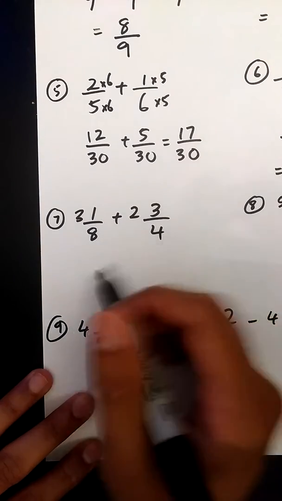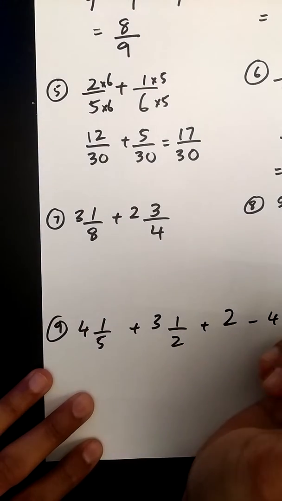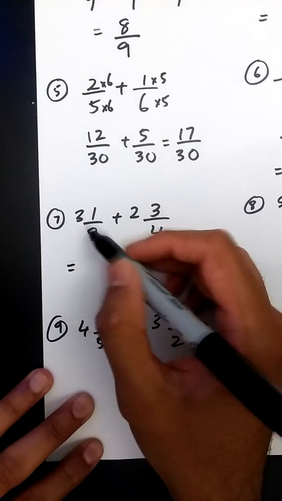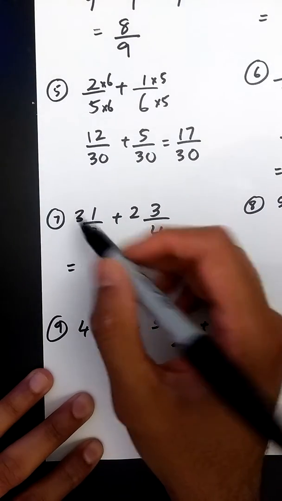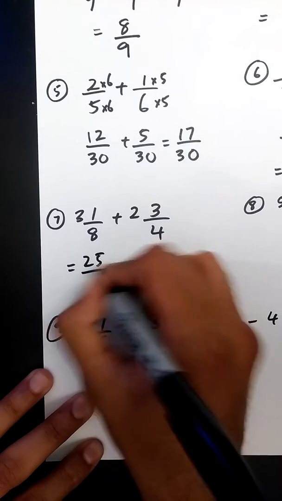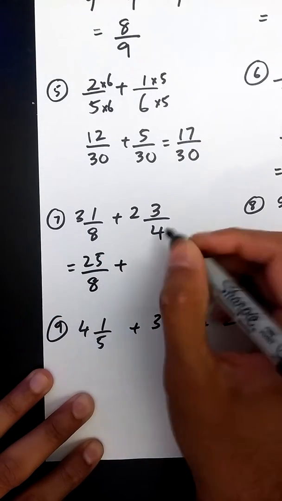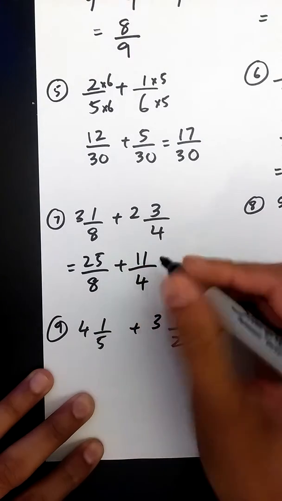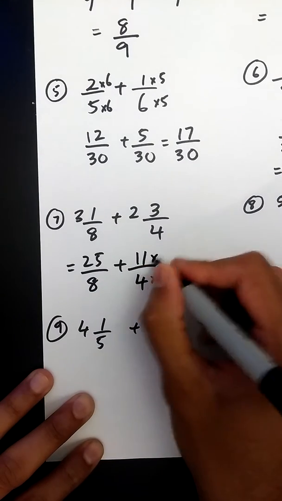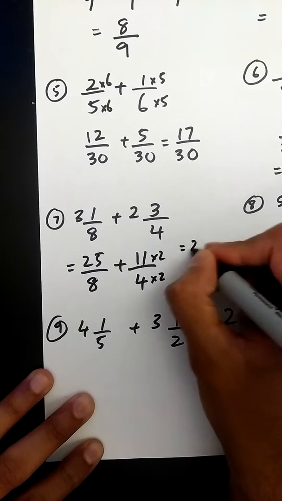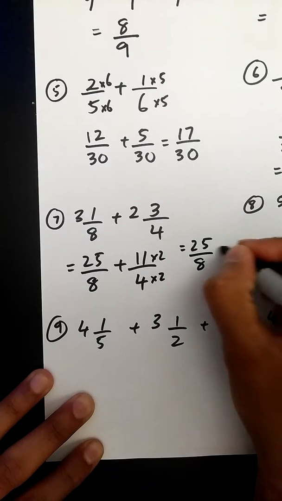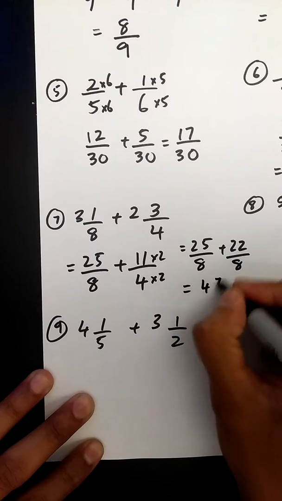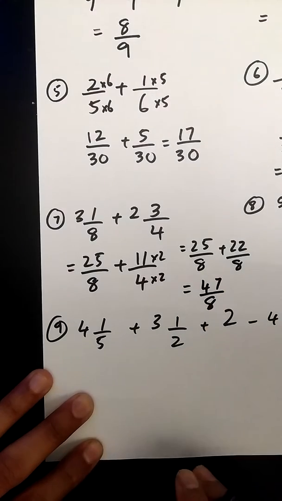Again, when it comes to mixed fractions, you probably want to do these in your calculator. If you have to show the steps, I'm going to convert these to improper fractions first. So that's 25 over 8 plus 11 over 4. I want to make my common denominator, so I'm going to multiply the top and bottom by 2 over here. That's 25 over 8 plus 22 over 8, which is 47 over 8.